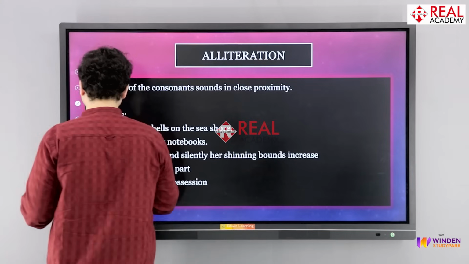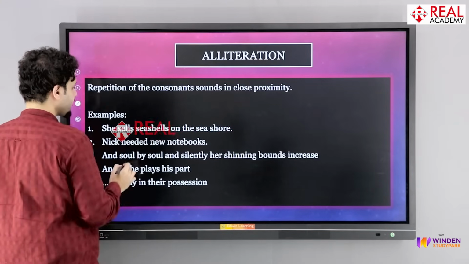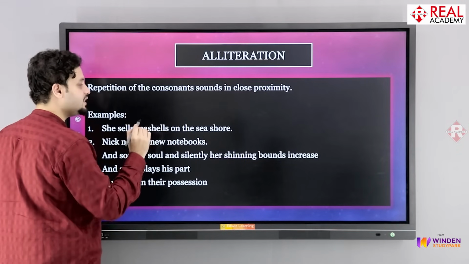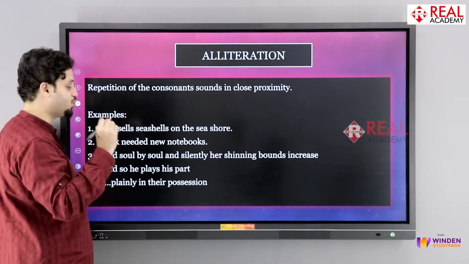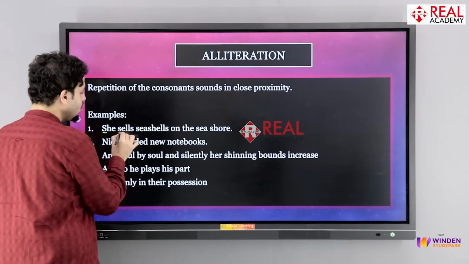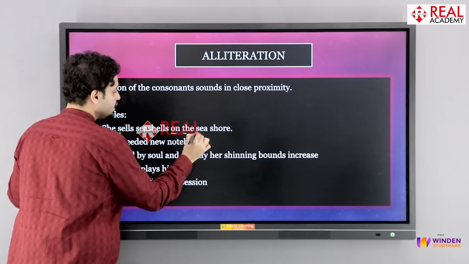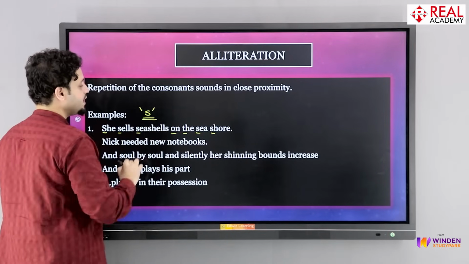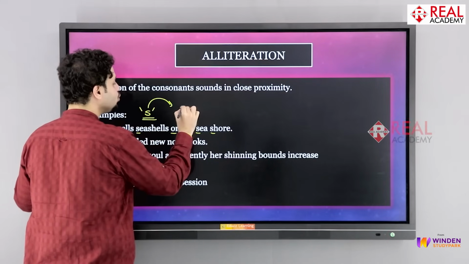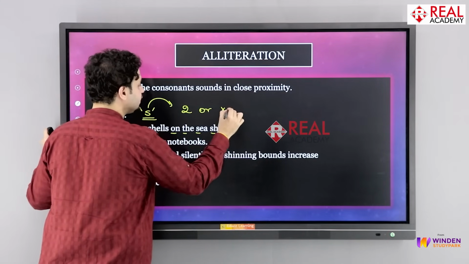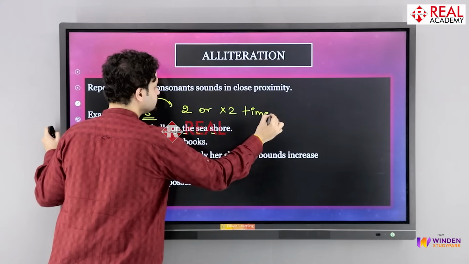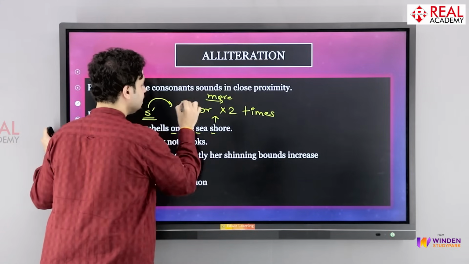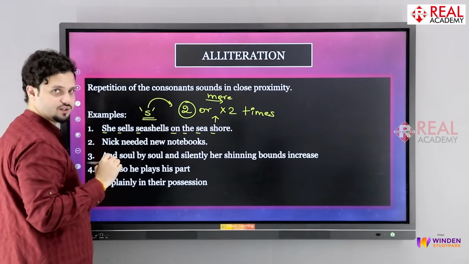Okay, fine. Let's try to understand it. This is a sentence. There are a few words, and if you see only the starting letter of each word, I'm saying the starting letter of each word, then can you see the letter S is repeated? Now if this letter S is repeated two or more times, then it is called alliteration.